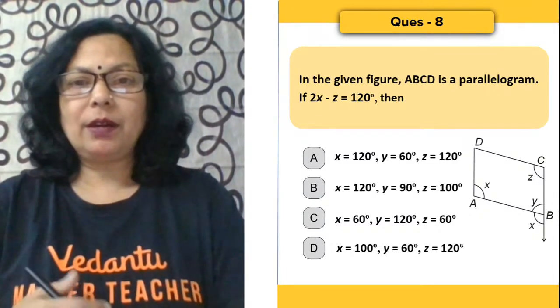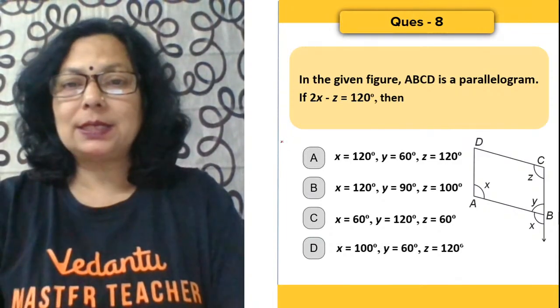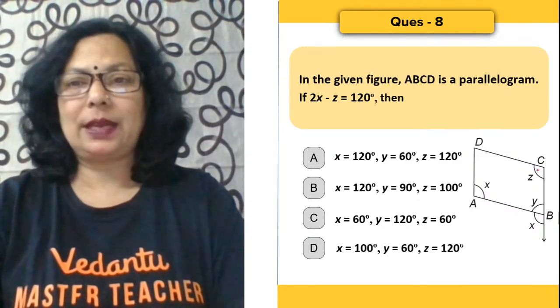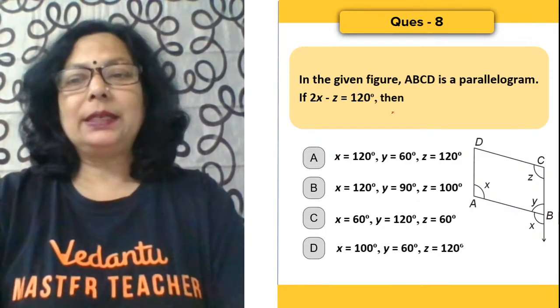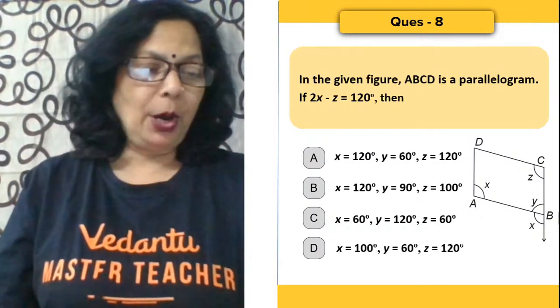In the given figure, ABCD is a parallelogram and 2x minus z is 120. This angle is x, this is x, this is y, this is z. 2x minus z is 120 degrees. Then find it out.